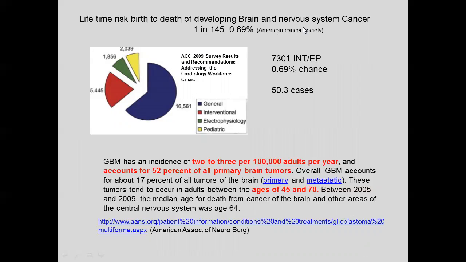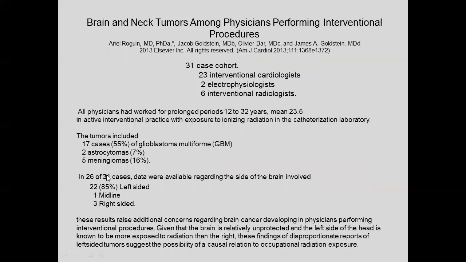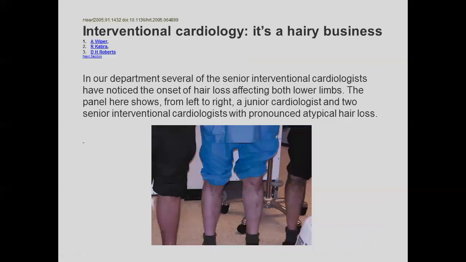Lifetime risk of developing brain or nervous system cancer is 0.7%. In 2009 we had 7,300 interventional cardiologists and EPs. So you'd actually expect a baseline of 50 cases of brain or nervous system cancers. So a cohort of 31 doesn't excite me too much. And glioblastomas are 52% of all primary brain tumors anyways. The most interesting thing is the 85% of them were left-sided. The rate doesn't really seem all that impressive, just with a little bit of research.